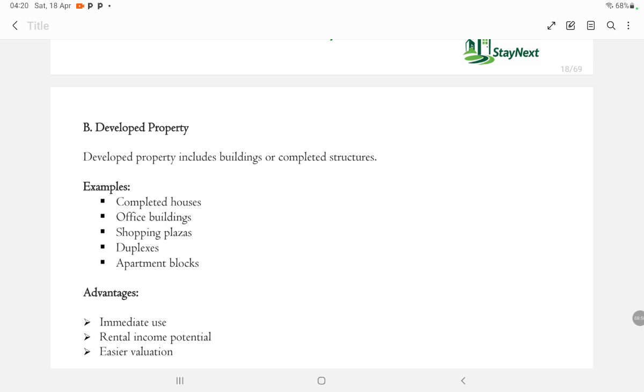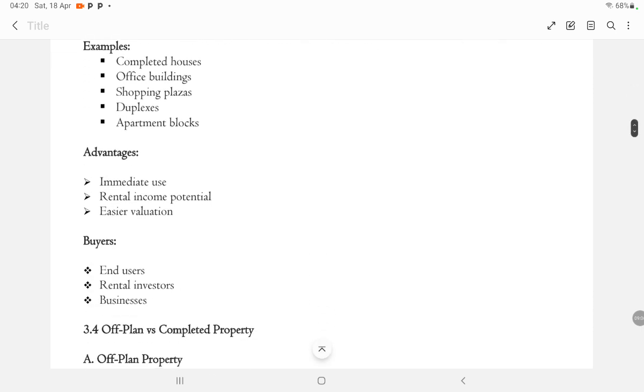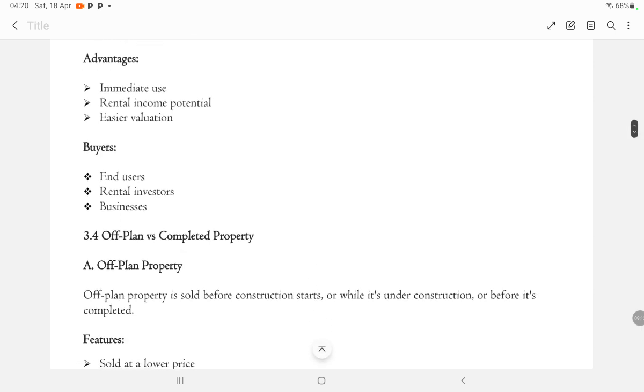Developed properties. It means a property that is developed. We have land that is not developed. We have property that is developed. So in that sense, you know the difference between land and developed property. Examples: we have complete buildings, office buildings, shopping plazas. These are developed properties. Advantages: immediate use, rental income potential. These are very essential. Please go through them. End buyers and rental investors are the ideal buyers.